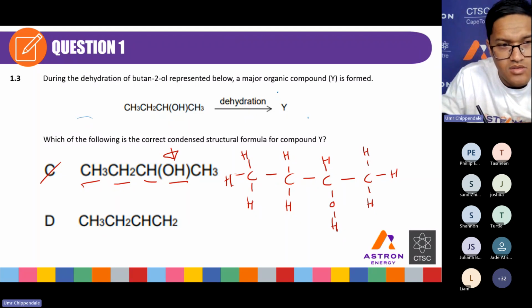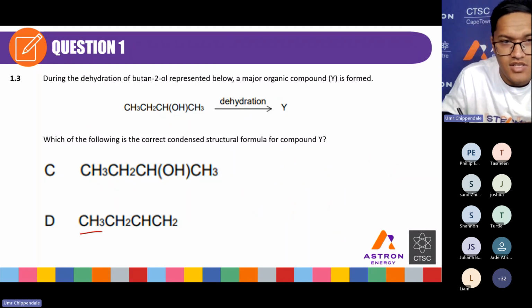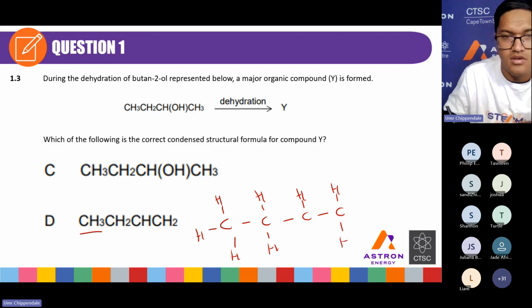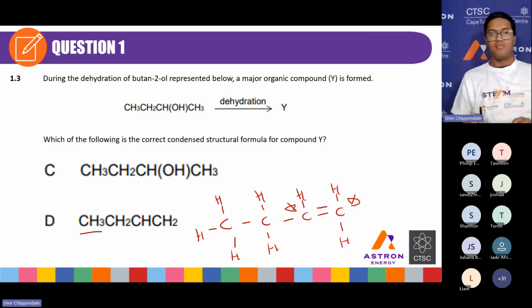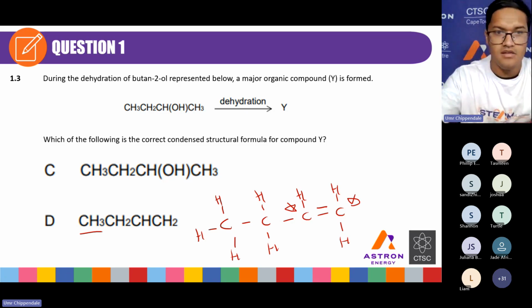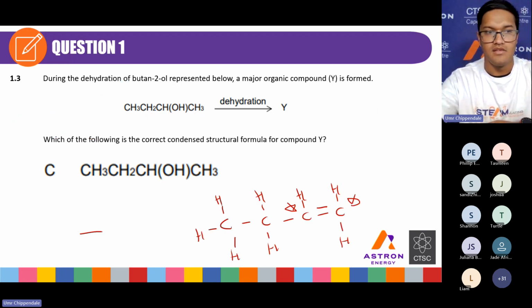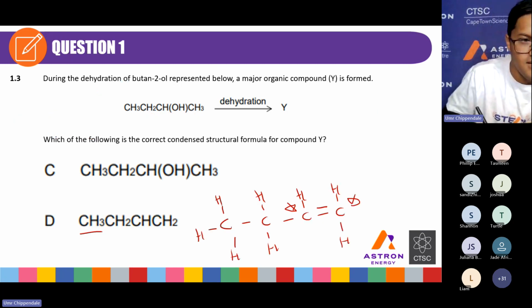So we move on to our last one. So this CH3 over here, then we had a CH2, and then we had a CH, and this is a CH2. This carbon has 3 bonds. This carbon has 3 bonds. So you put a double bond in between the two of those. And that is what I had for my reaction over here. So we're going to say the answer is D.